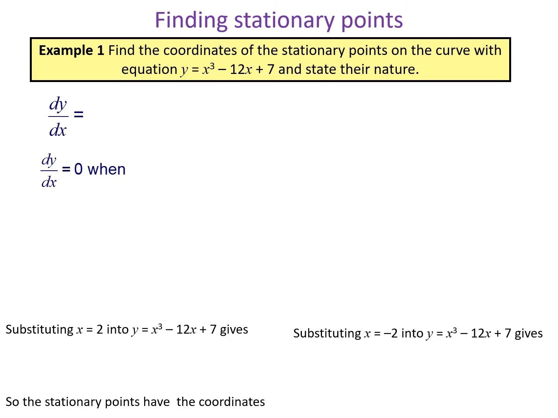So let's have a go at the question. Find the coordinates of the stationary point on the curve and state its nature. So we start off with dy/dx, which would be 3x squared take 12. To find a stationary point, that's when the gradient is 0. So you're at your maximum, you're at your minimum, you're at where the gradient is 0. So we let that equal 0.